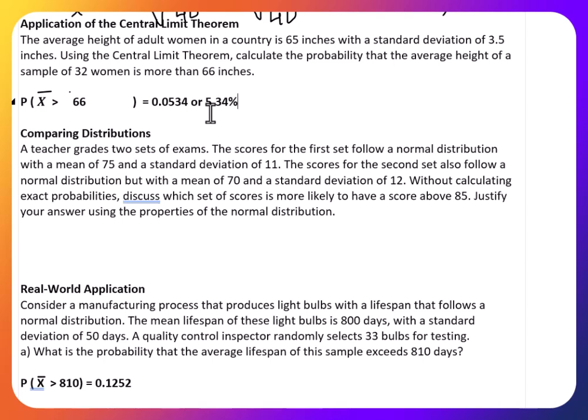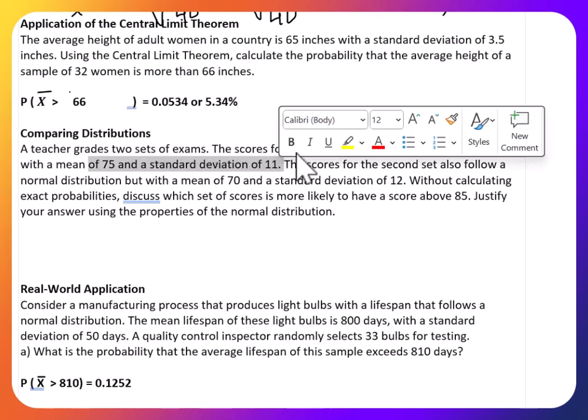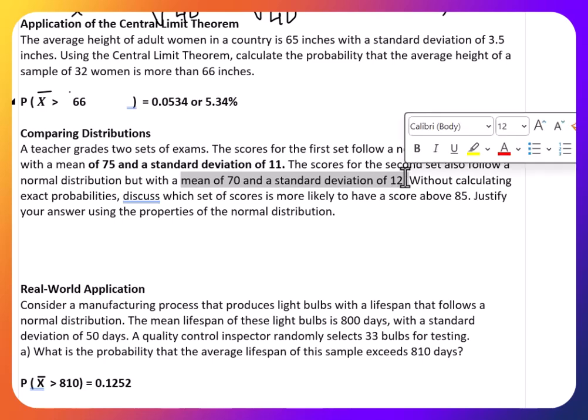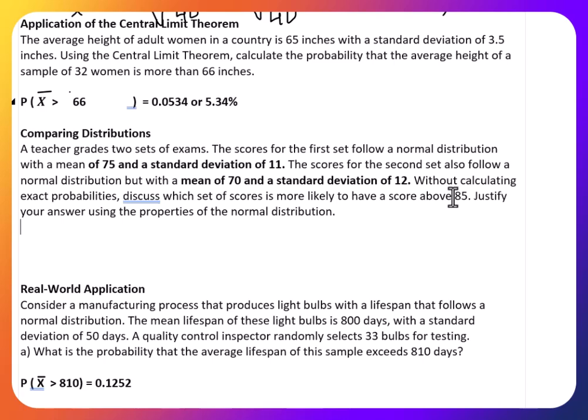Comparing distributions. A teacher grades two sets of exams. The scores of the first set follow a normal distribution with a mean of 75 and a standard deviation of 11. And the scores of the second set follow a normal distribution with a mean of 70 and a standard deviation of 12. Without calculating any probability, discuss which set of scores is more likely to have a score of 85. Okay, so in which set? In the first one or in the second one?